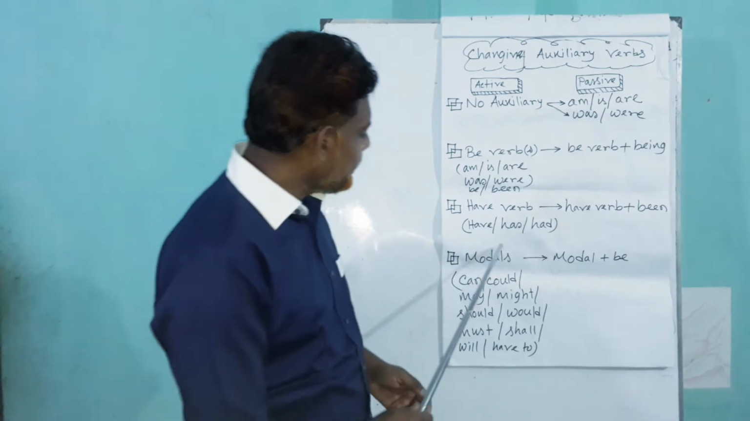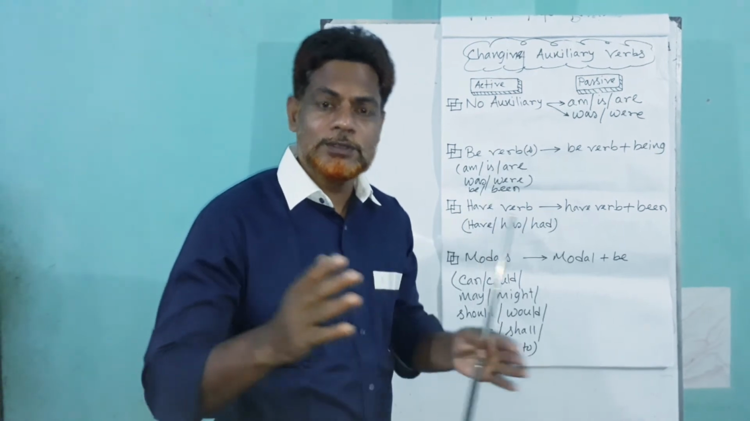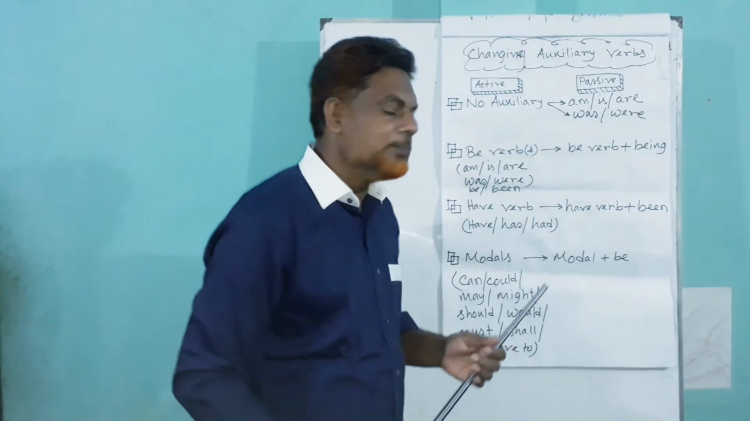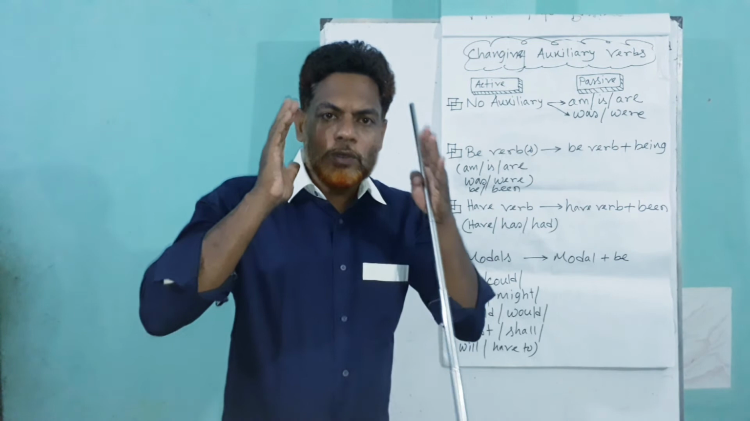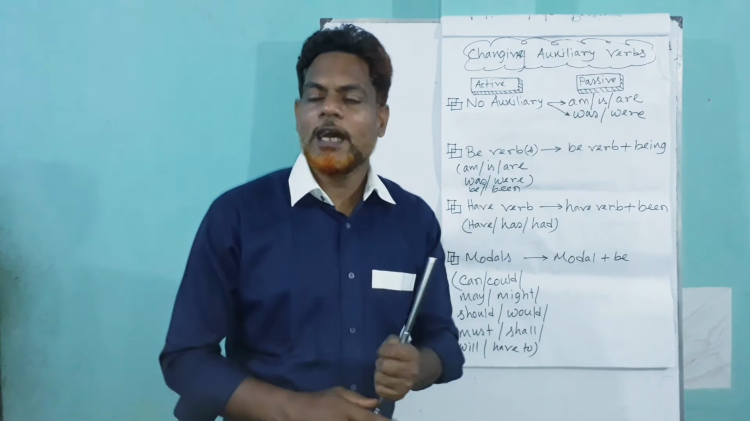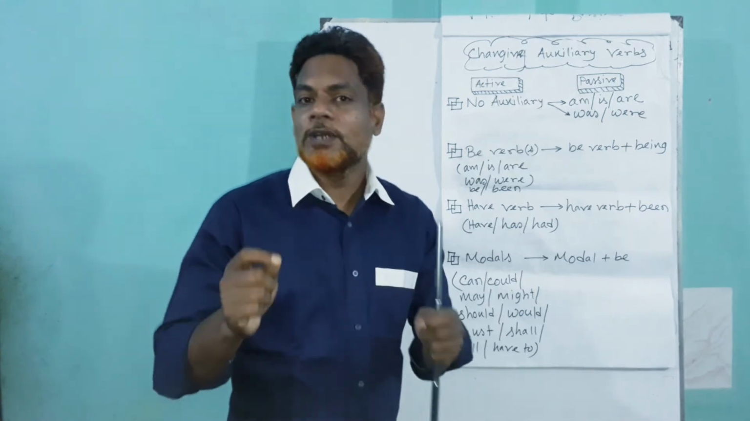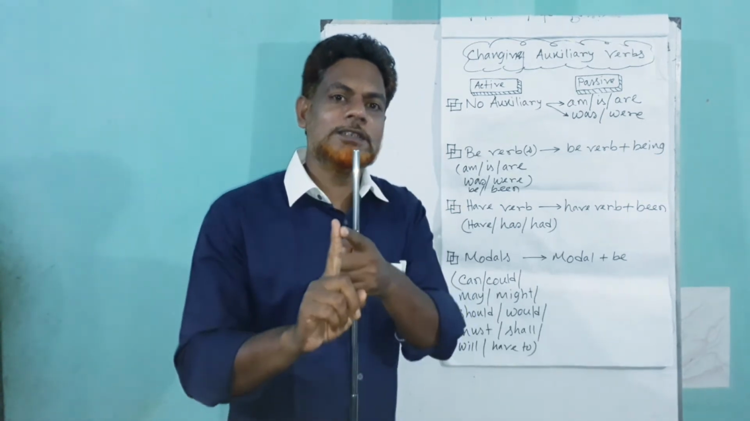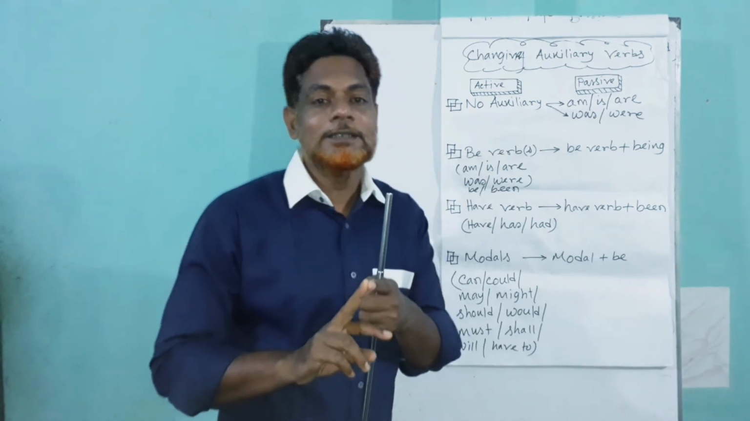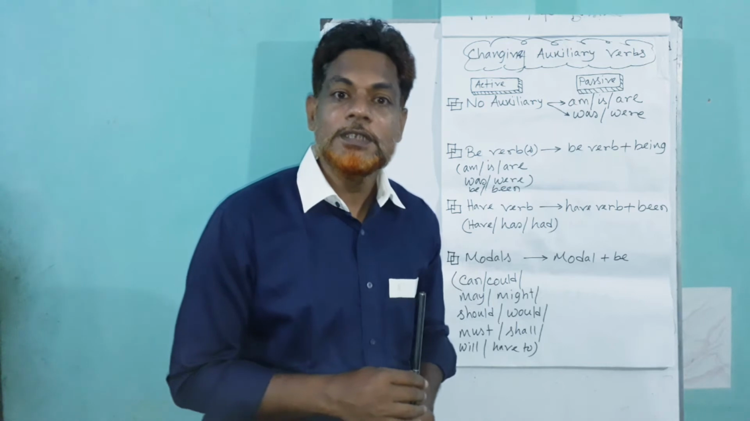If there is modals, that means can, could, may, might, should, would, have to, has to, used to, going to, etc. in the active voice, you have to write modal plus be. That means you have to know which be verb will be used in the passive voice. It's very important. Again, I would like to remind you that if you want to change the active voice into passive, you have to know two things. The first one is 6 fundamental rules that should be written serially, and the second one is the list of the auxiliary verbs. That means when which auxiliary verb will be used.